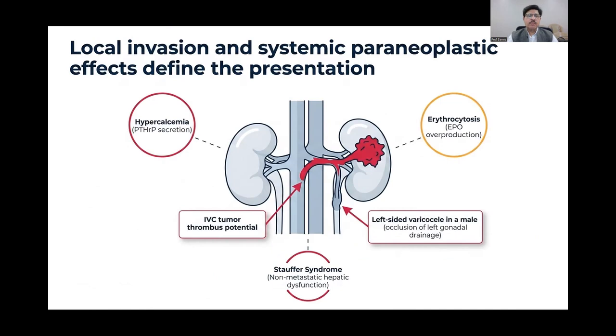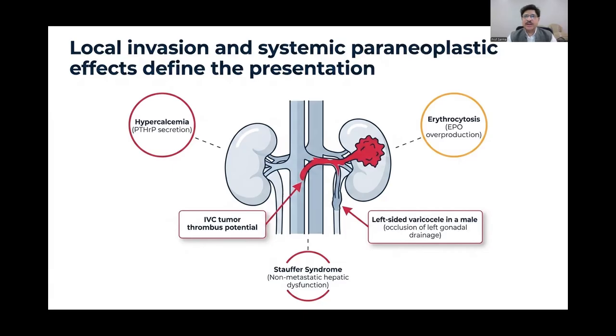Now, local invasion versus systemic paraneoplastic effects. What can happen? Hypercalcemia may be there. IVC tumor thrombosis, potential inferior vena cava thrombosis and renal vein thrombosis can occur. And non-metastatic hepatic dysfunction can occur. And the most important clinical finding is a man presenting with a left-sided varicose vein, let us say, and he has got an RCC.